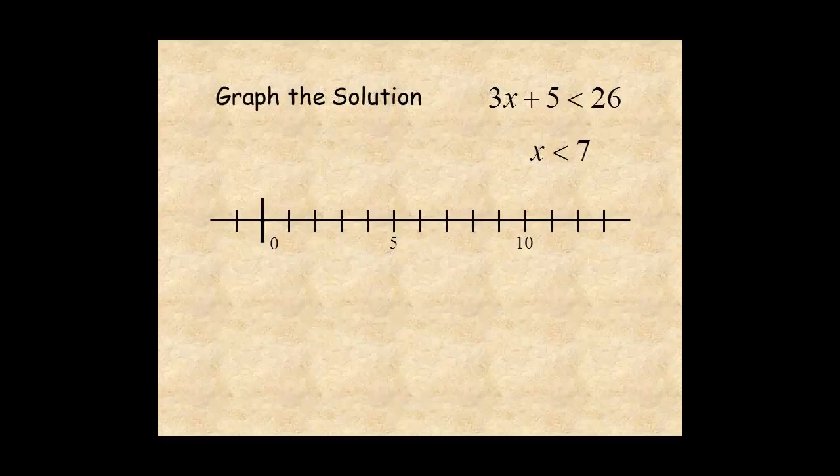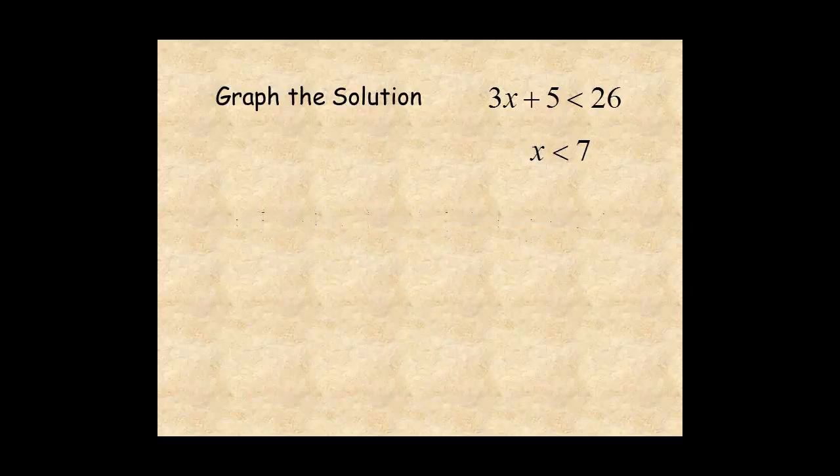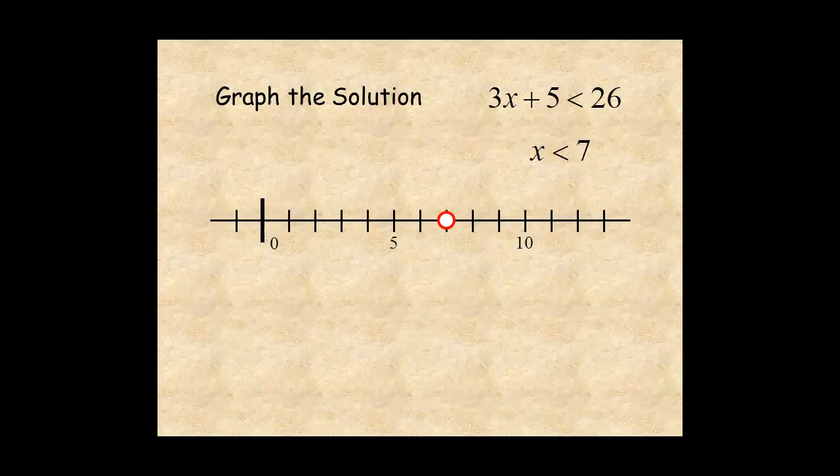It's a good idea to graph the solution to the inequality. Draw an open dot at x equals 7, the boundary of the solution, and shade the number line to the left, which indicates all numbers less than 7.